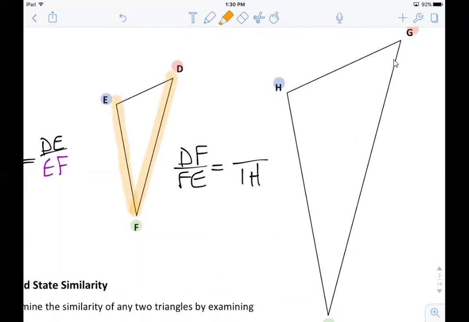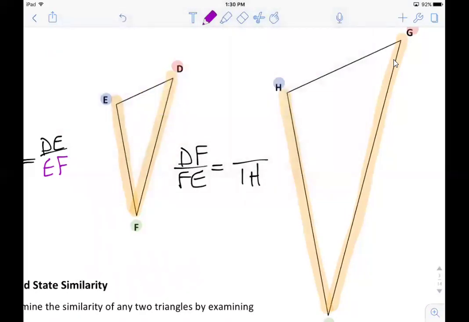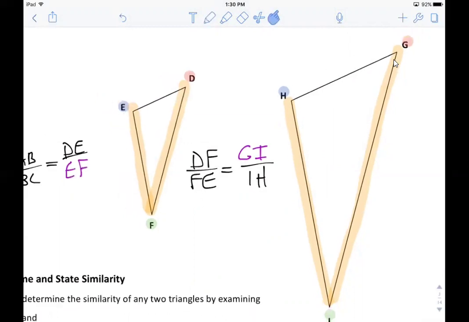So if we want to make sure we match up that process in the larger triangle, that means the one on top should actually be GI. And then we'll divide that by IH, which is this one here. So that means the thing that we need to fill in on the top of our ratio is actually GI. That's the process for filling in the missing piece to each of those.